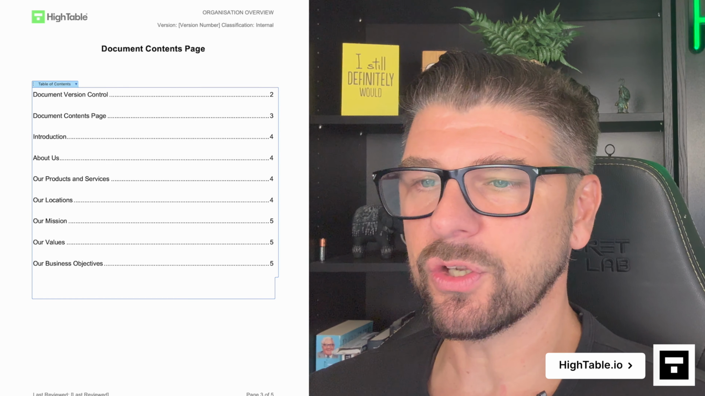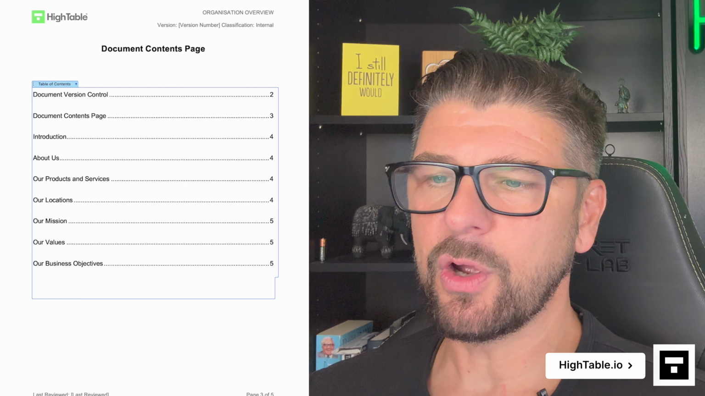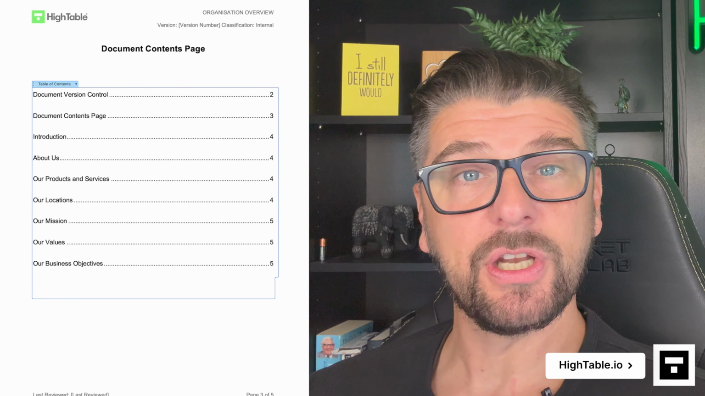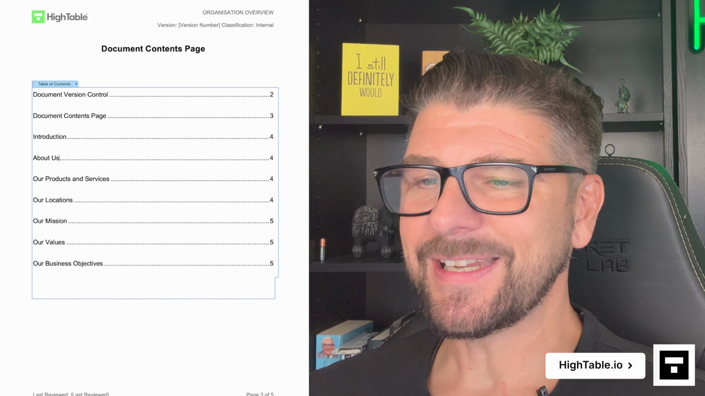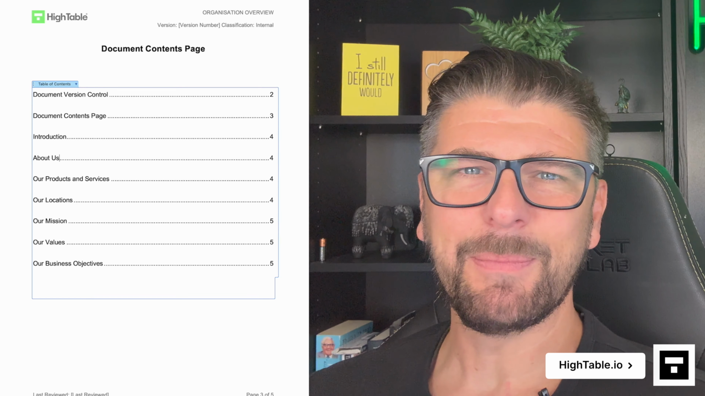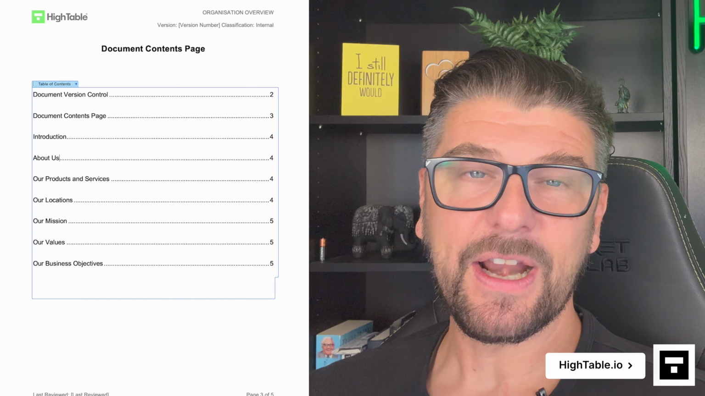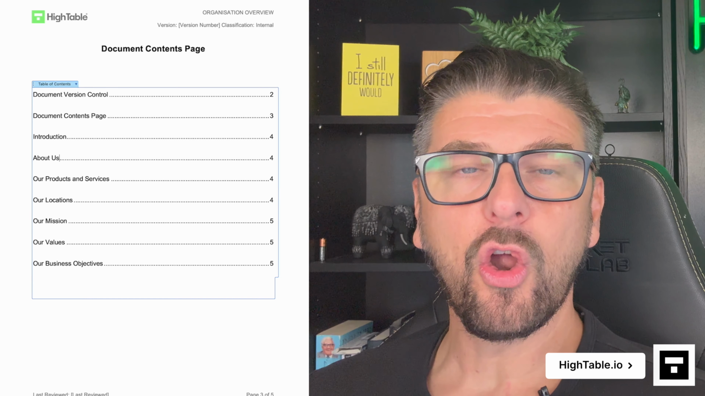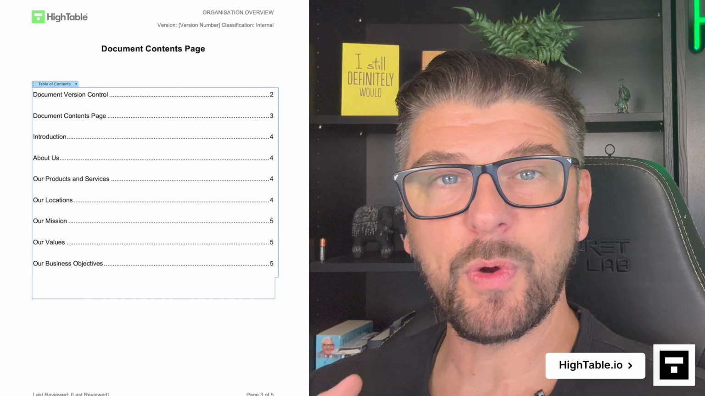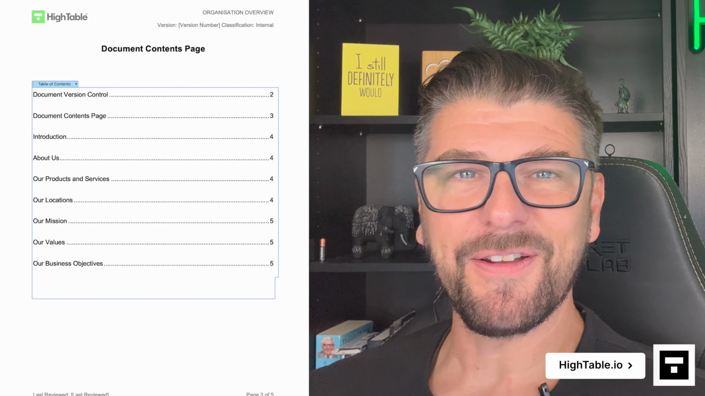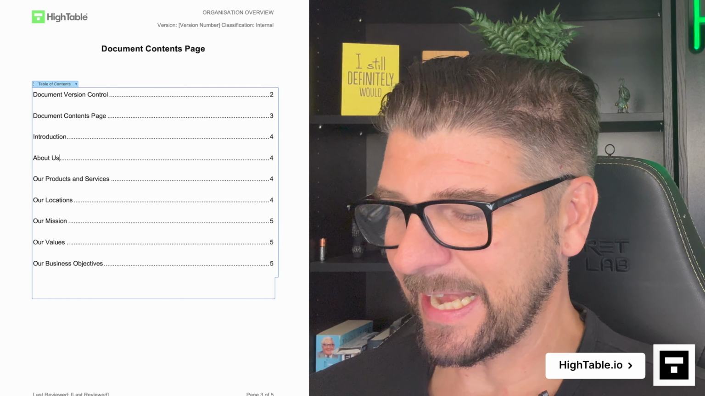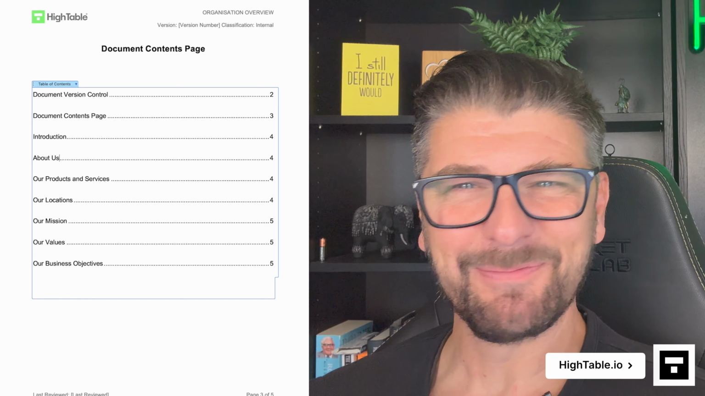We have our document contents. For our organization overview, we're going to look at providing an introduction. We're going to provide some information about us. We're going to provide some information about our products, our services, our locations, our mission statement, our values, and our business objectives. All of this is going to allow us to position ourselves and position when we build or when we built our information security management system to show that it is aligned and we understand ourselves completely.